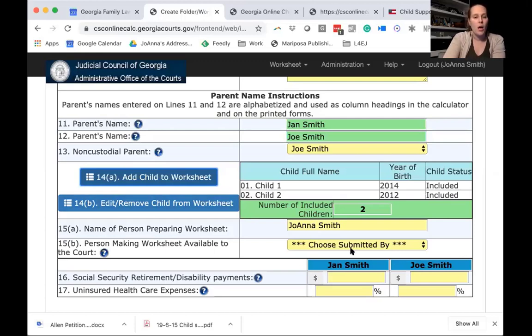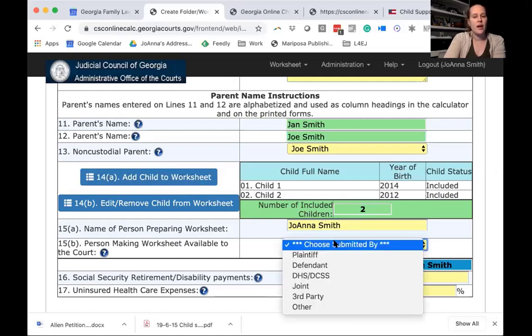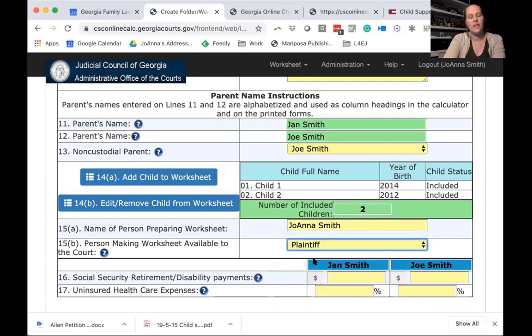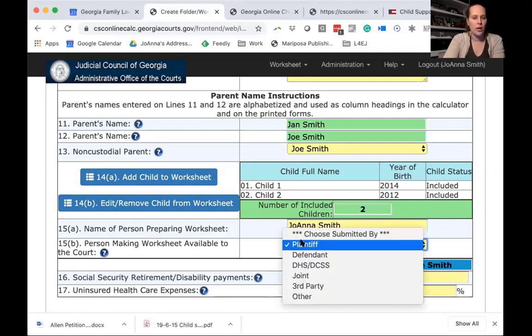Okay. And then this is going to be your name. It will automatically fill it if you're logged in. And if you're representing the plaintiff, then you would just put that in there. Or, if it's somebody else. Okay.